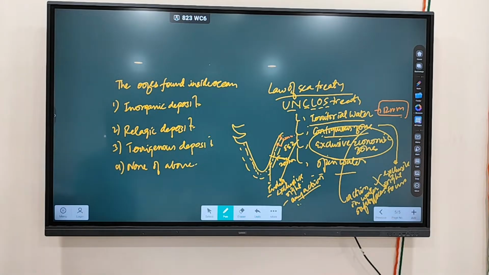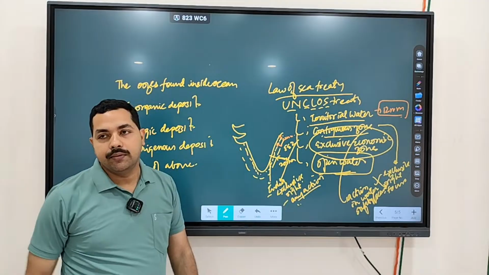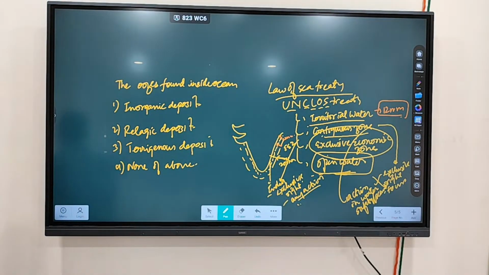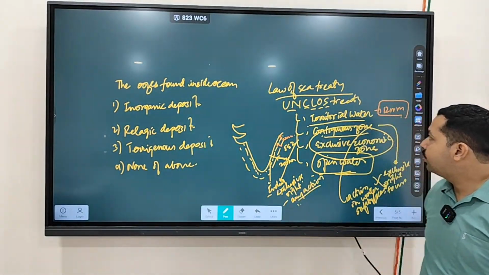And beyond the exclusive economic zone lies your what? Your open water or open sea. This is what you have to keep in mind. Clear? So keep these four terms in mind: territorial water, contiguous zone, exclusive economic zone, and open water.